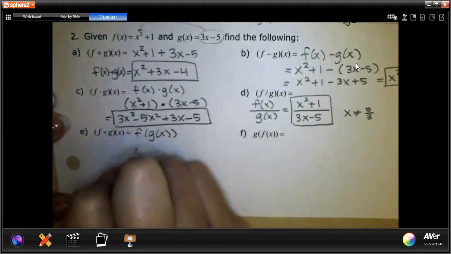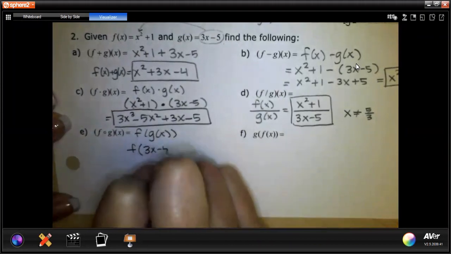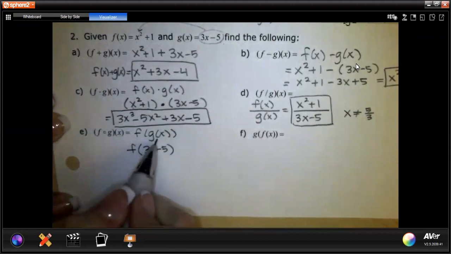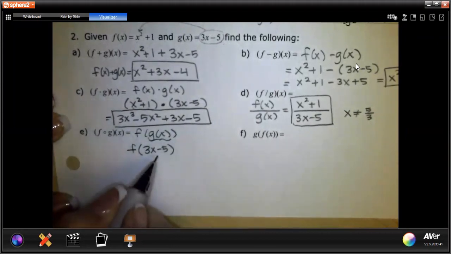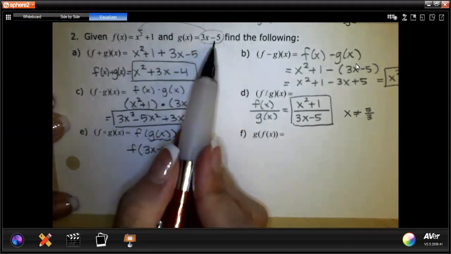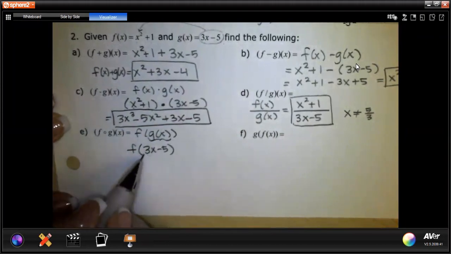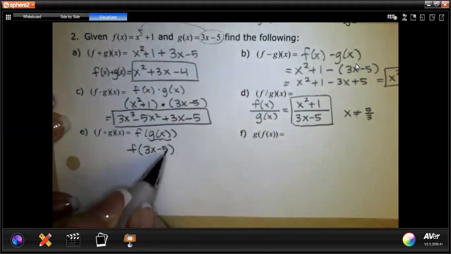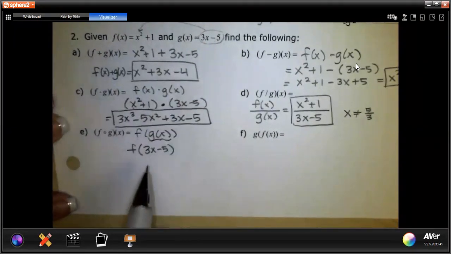Some people will write it out in steps, so I'll show you that part first. I'll do the 3x minus 5 inside here. So I replaced this g of x right here with that 3x minus 5, because that's what g of x is. G of x is 3x minus 5. So I substituted that there. Now I'm going to substitute 3x minus 5 for the x here, just like we did when there was a number there.